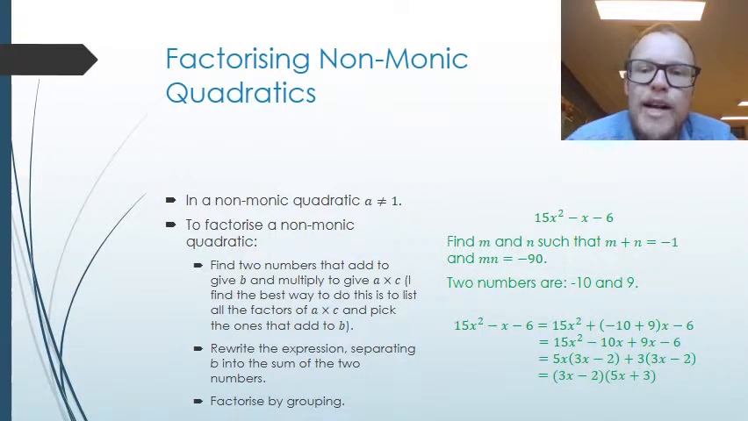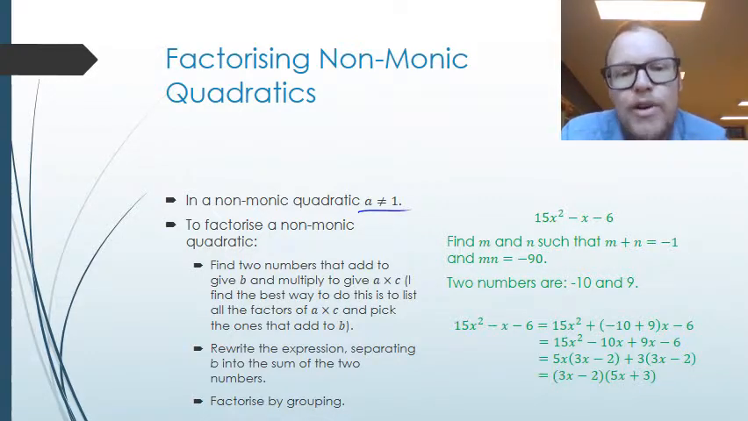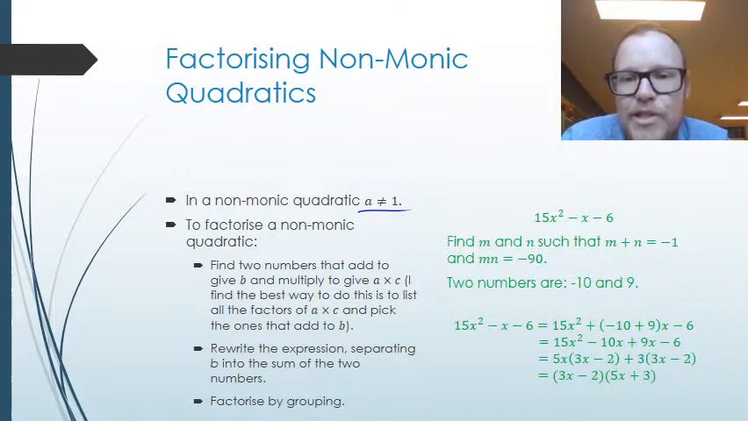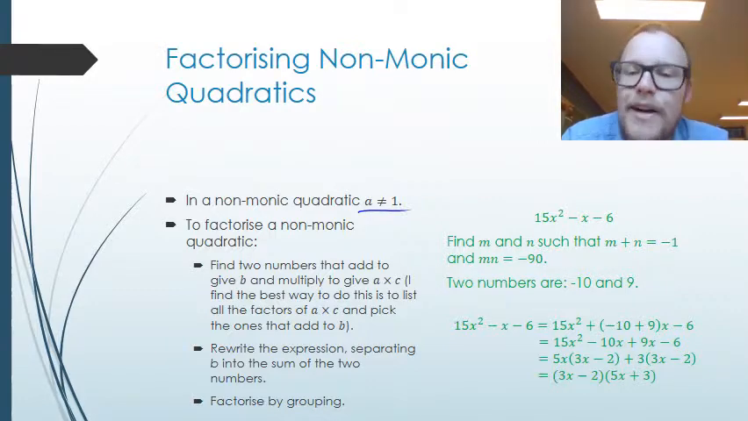Looking at monic quadratics now, non-monic quadratics, that's when we have a not equal to 1. These are slightly more complicated, but we still need to do the same thing: find two numbers that add to give b, but the numbers need to multiply to give a times c. So the best way to do this is to find all the factors of a times c and pick the ones that do add to b. So you need to rewrite the expression and then factorise by grouping, just as we do with monic quadratics.